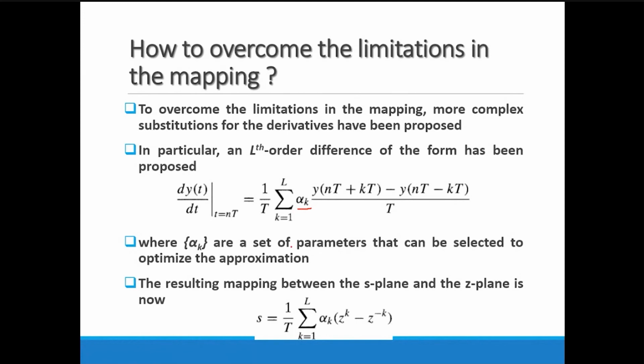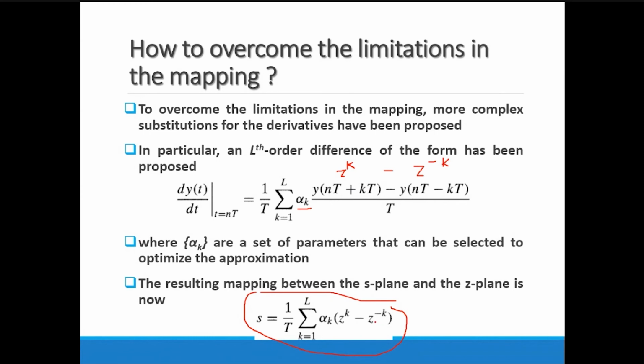The resulting mapping between the S plane and the Z plane, when you go for the L order difference equation, is: S equals 1 by T summation from k equal to 1 to L alpha k, z raised to k minus z raised to minus k. Here you can notice that y(nT + kT) can be represented in the z domain as z raised to k, and minus y(nT minus kT) gives the term minus z raised to minus k. So S equals 1 by T summation from k equal to 1 to L alpha k, z raised to k minus z raised to minus k.